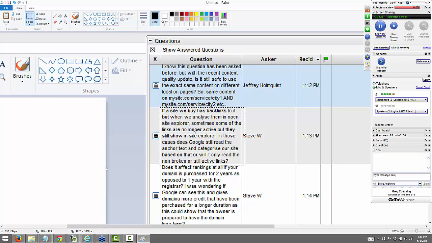All right, Steve, if a site we buy has backlinks to it, but when we analyze them in Open Site Explorer, some of the links are no longer active but are still shown in Site Explorer, does Google still read the anchor text and categorize our site based on that, or will it only read the non-broken or still active links? You only get credit for links that are still active, in a way, Steve. But just like links take a while to kick in, when you lose a link, it takes a while for that to take effect. So, if you lose a link, you may notice a slow descent over 6 months. Just like when you get a link, it may take 6 months to kick in fully, when you lose a link, it may take 6 months to fully lose that power.